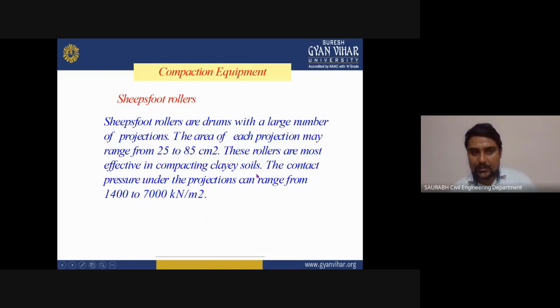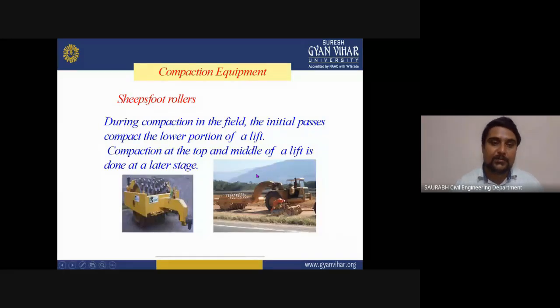Next we will see the sheepsfoot roller, which we use in the field. Sheepsfoot rollers are drums with a large number of projections. The area of each projection may range from 25 to 85 centimeters square. These rollers are most effective in compacting clay soil, and the contact pressure under the projections can range from 1400 to 7000 kilonewtons per meter square.